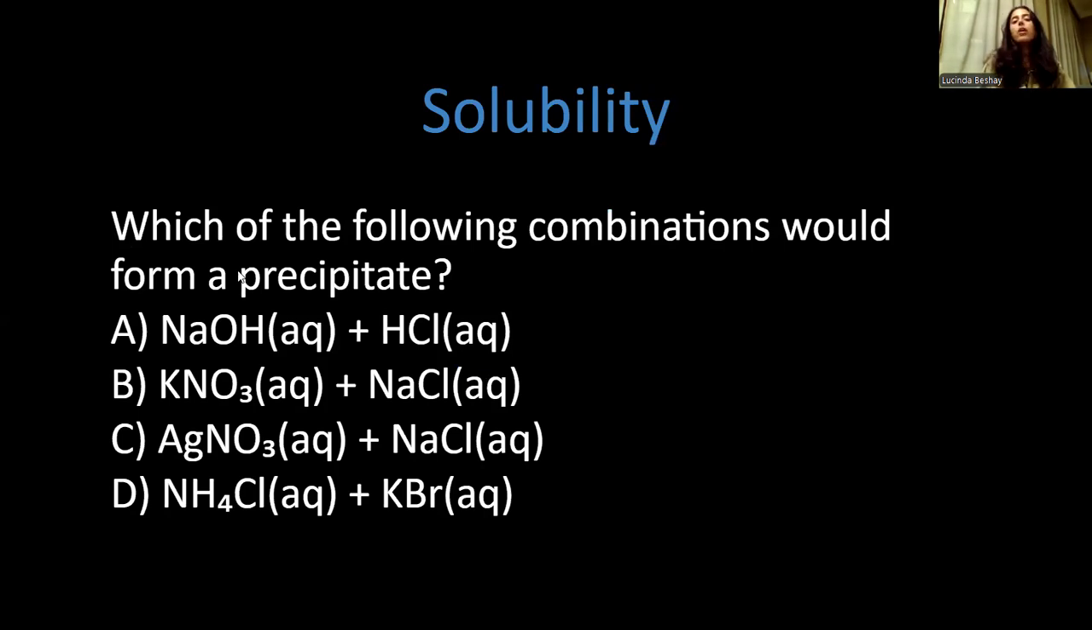Next question: which of the following combinations would form a precipitate? I want you to do the full chemical equation in the first question on your form. I'm going to give you some time to open it up and prepare your laptop for it. For the first question, go ahead and write the full chemical equation for all four options, A, B, C, and D, and check: will the products have a precipitate according to the solubility table?